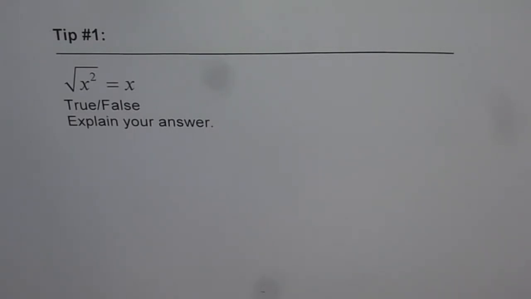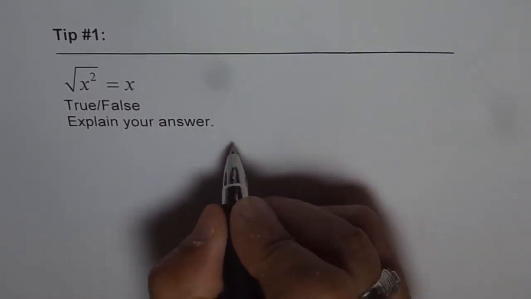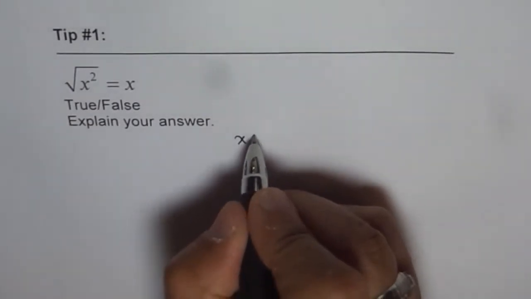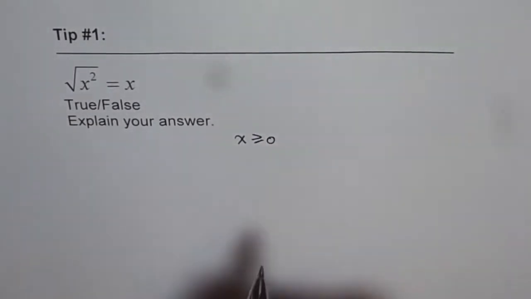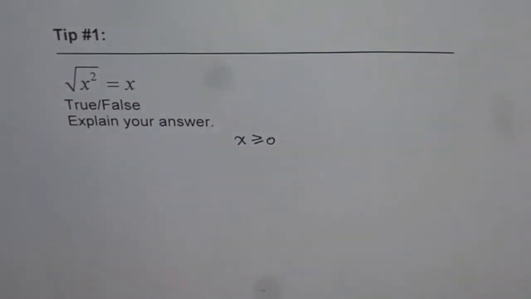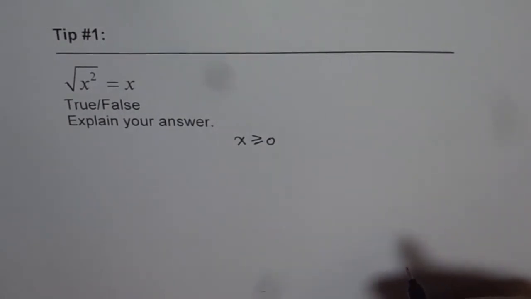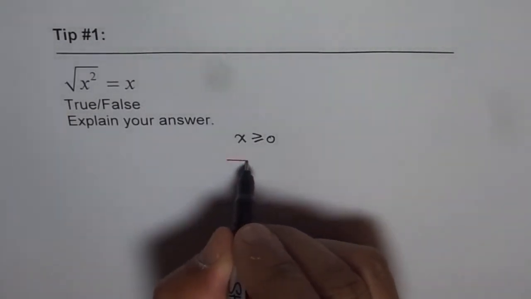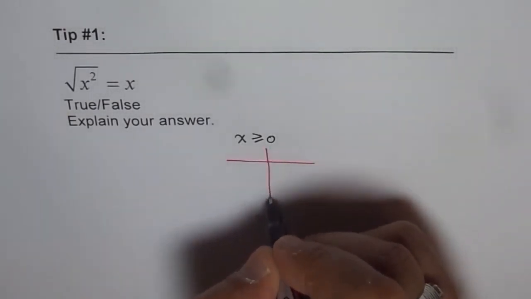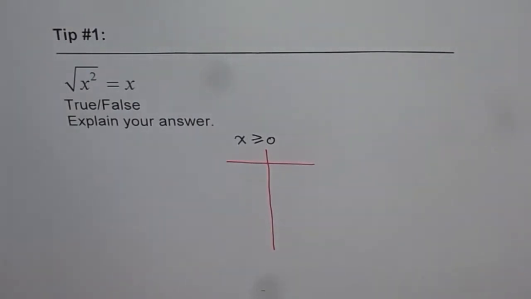Now let's analyze it before I give you the answer. Well, let's consider when x is greater than or equal to 0. As you can see from here, square root of x square has domain of all real numbers, since x square is non-negative, right? So what I will do is I'll place some values for x which are greater than or equal to 0 and see what the result is.